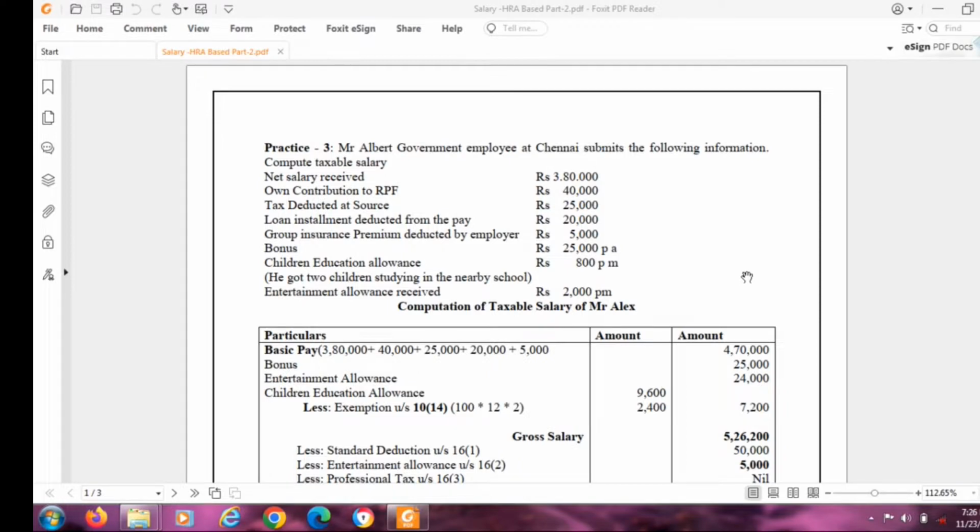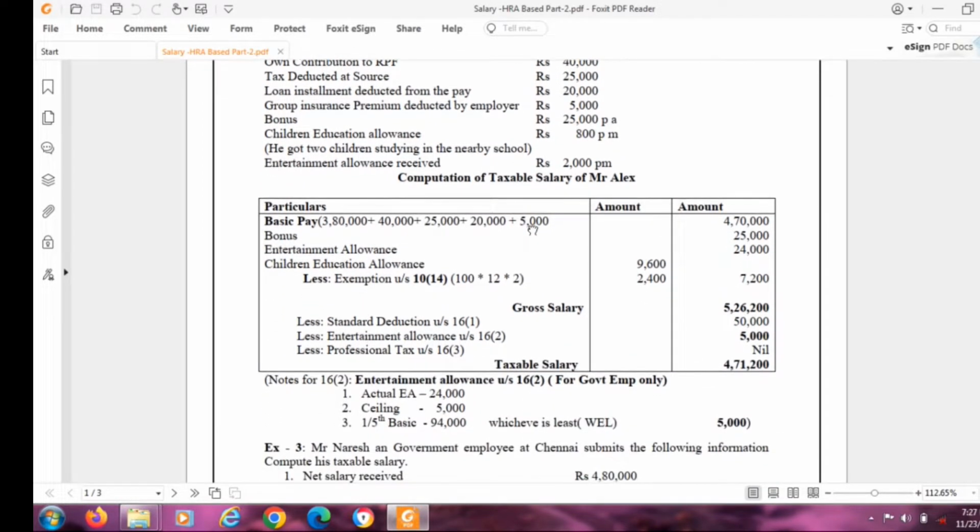So in this problem he is a government employee and he also received entertainment allowance. So in the standard deduction we can avail the entertainment allowance exemption under section 16.2. Let me compute the taxable income of Mr. Albert. Basic pay. Here the net salary 3,80,000 is the take-home salary. With the take-home salary, we have to add all the deductions like own contribution to RPF, tax deducted at source on salary, loan installment deducted from the pay, and the group insurance premium, everything. Then only we can get the basic pay amount of rupees 4,70,000. Bonus rupees 25,000, fully taxable.